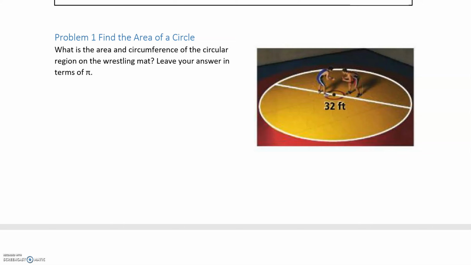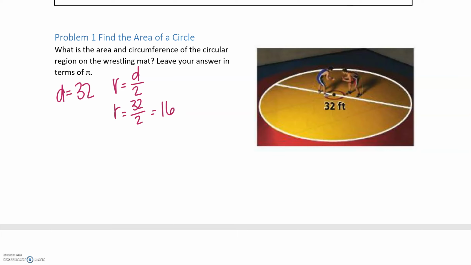So our first one, it gives us that the diameter of this wrestling circle, so this full diameter is 32. So I'm going to write down d equals 32. Okay, so the first thing I want to do is to find the radius, just to know it. So a radius is just diameter divided by 2. So radius is going to be 32 divided by 2, which is going to equal 16.